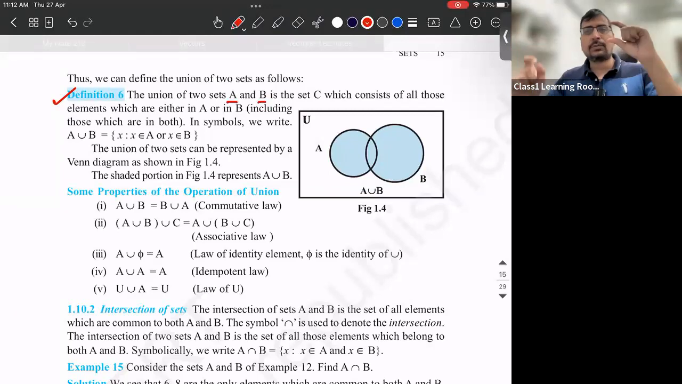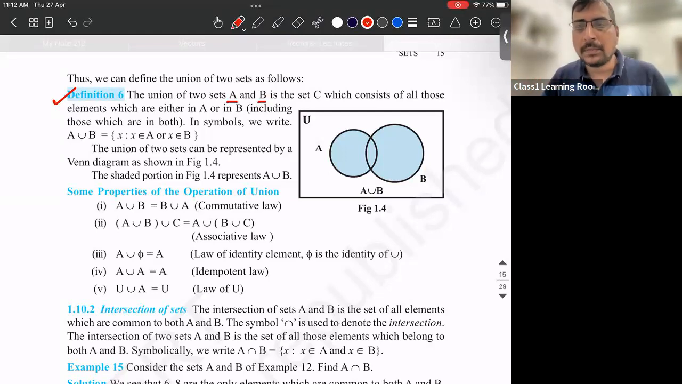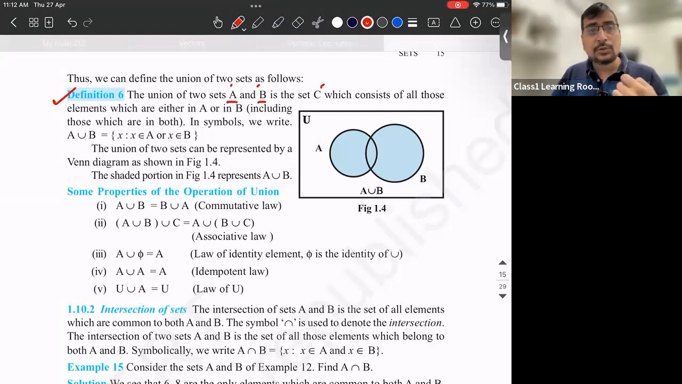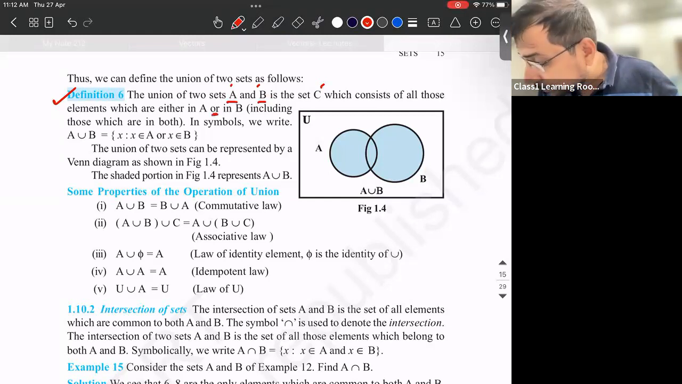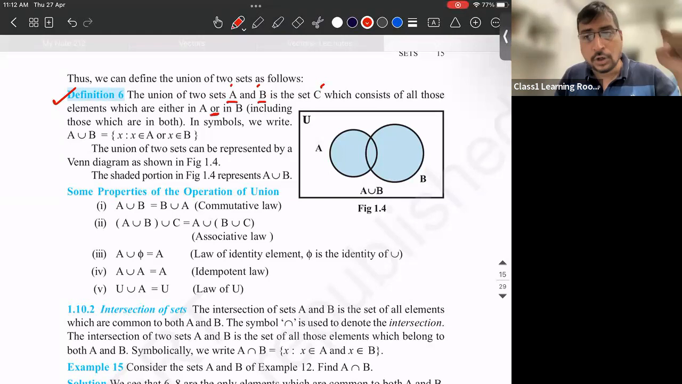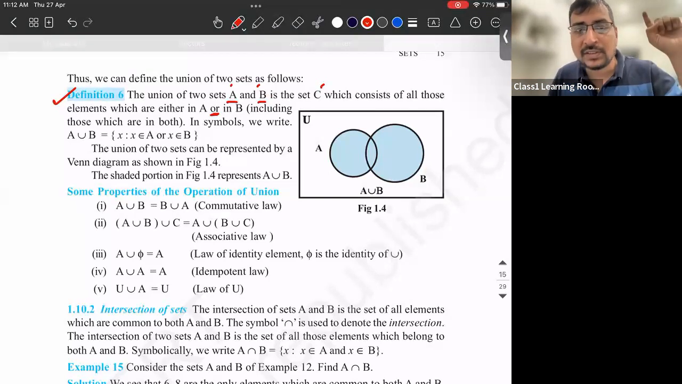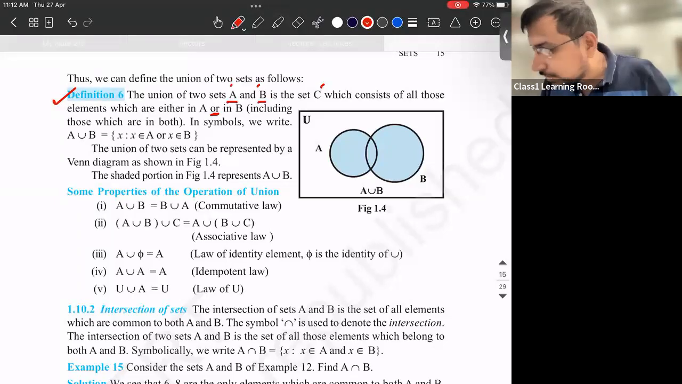So what is happening? If I give you one set A and another set B, and I ask you to perform the operation of union between them, then you will get an output which is a set itself, right? So the union of two sets A and B is a set C, which consists of all those elements which are either in A or in B. If you have the word or, what operation do we perform? We perform union. So which is either in A or in B, that is including those which are in both.